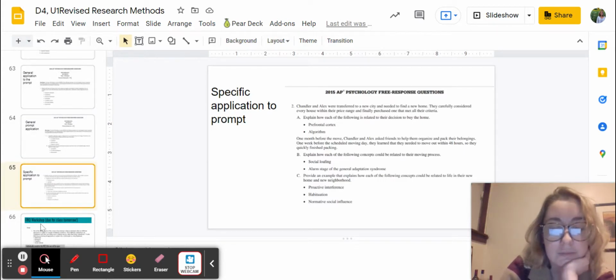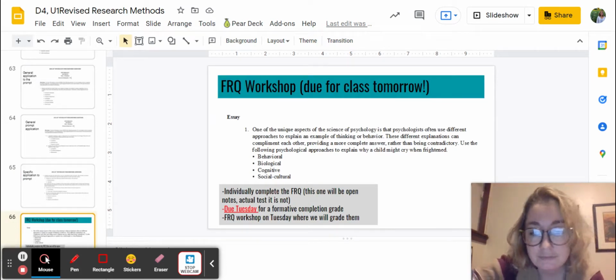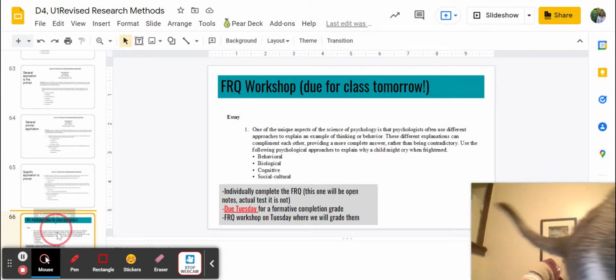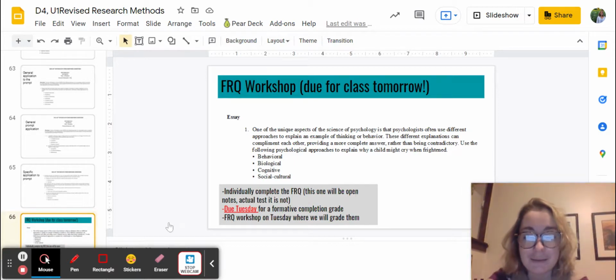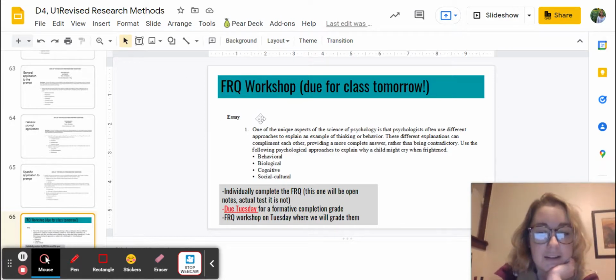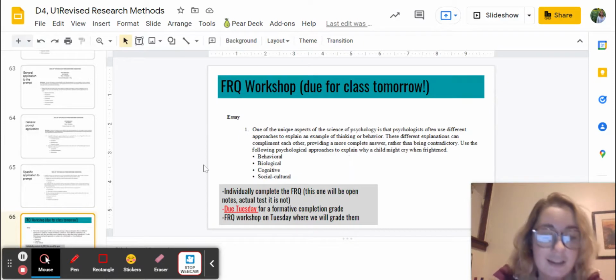So all these things. Anyway, that was a lot of stuff. Your homework for tonight is an FRQ workshop in which you are applying the perspectives to a scenario. We said one of the unique aspects of the science of psychology is that psychologists often use different approaches to explain an example of thinking or behavior. These different explanations can complement each other, providing a more complete answer rather than being contradictory. Use the following psychological approaches or perspectives to explain why a child might cry when frightened.